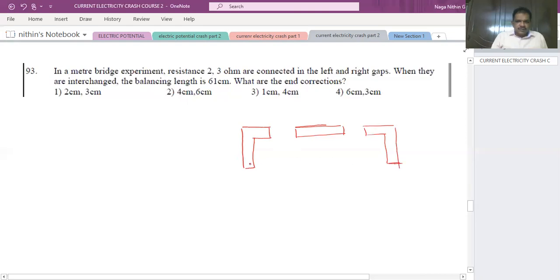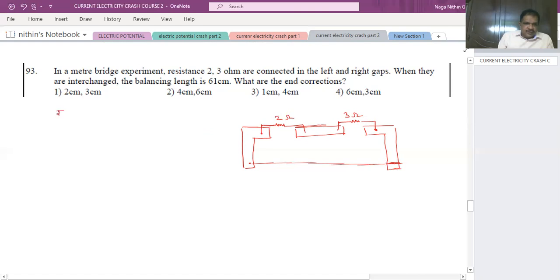Yes, this is the circuit of a meter bridge. Here, this is the left gap, 2 ohm resistance. Here, right gap, 3 ohm resistances are connected. Some balancing length will come. When the resistances are interchanged, balance length is 61 centimeter. What are the end corrections? New type problem. See here.